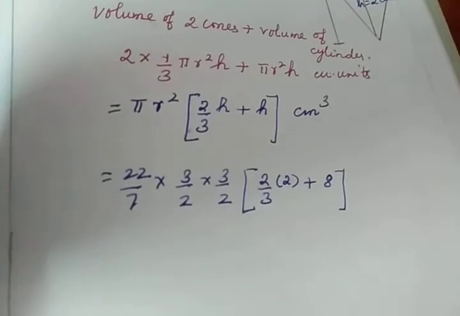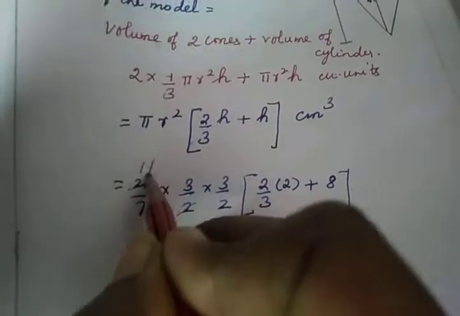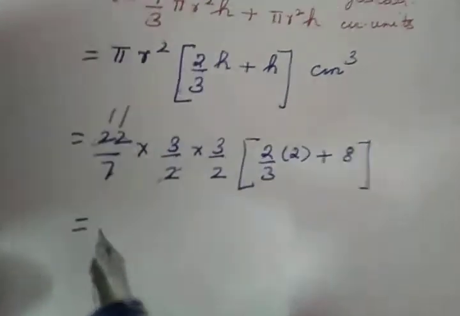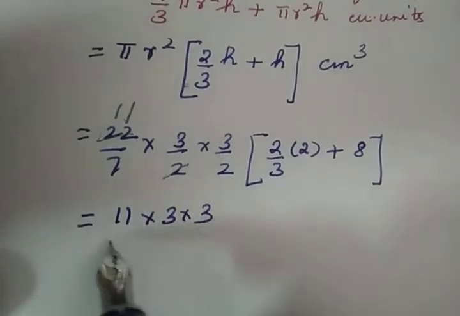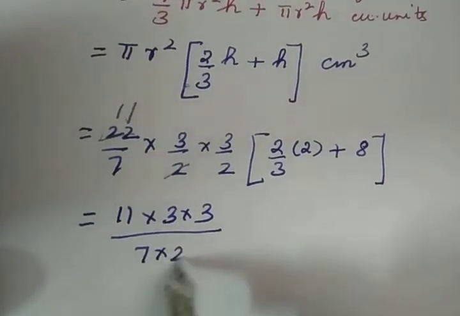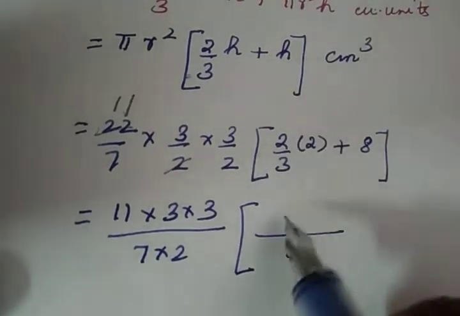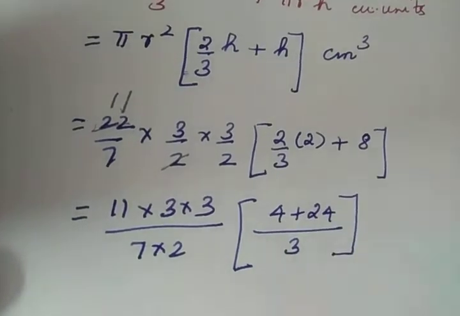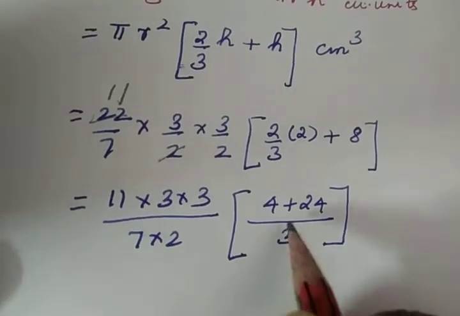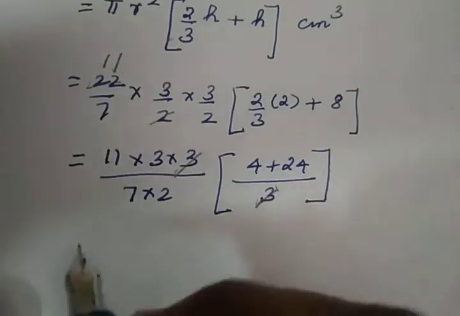So now the cancelling part. 2 and 2 will go off. Remaining 1 2 is 2, 1 2 is 2. So here also don't cancel anything. Let it be as such. 11 into 3 into 3 divided by 7 into 2. Now I'll take LCM. 3 will be your LCM. 2 2s are 4 plus 8 3s are 24. Now here 3 and 3 will get cancelled. 24 plus 4 I'll get 28.